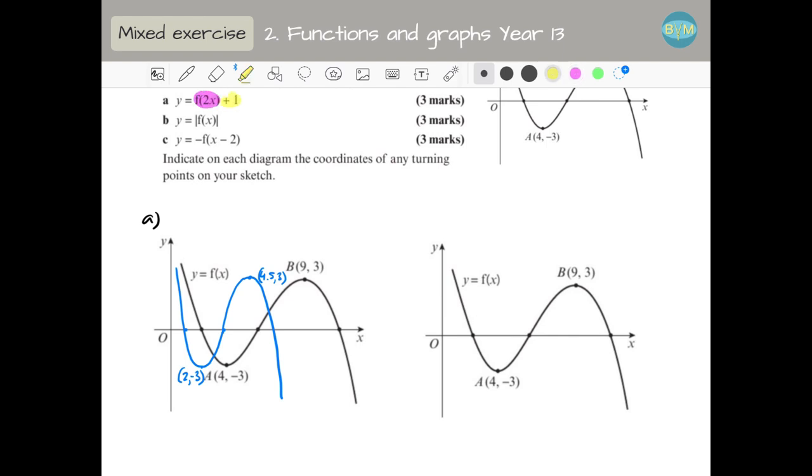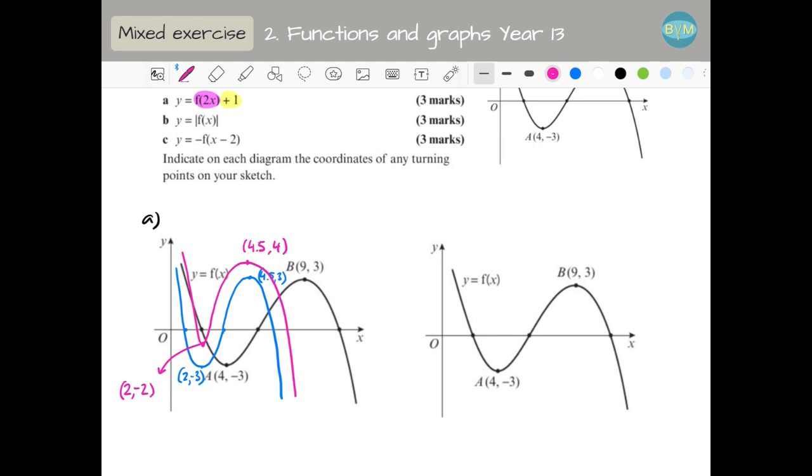Now we are going to do the plus 1. So we are going to move our blue graph up by 1. That means just translating it up, parallel. So this point, because we have to give the coordinates of the points, is going to be 4.5, and then 1 up is going to be 4. And this one, the minimum, is going to be 2. The y has gone up by 1, so it's going to be minus 2.